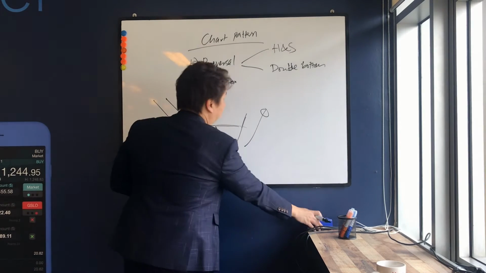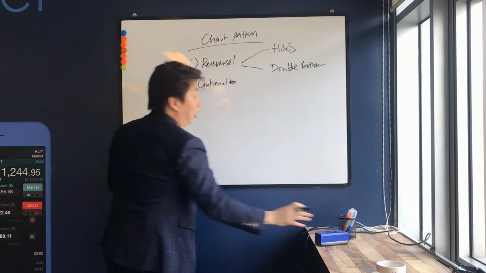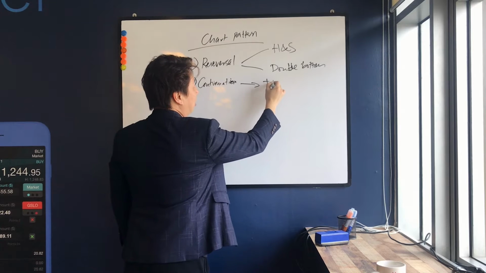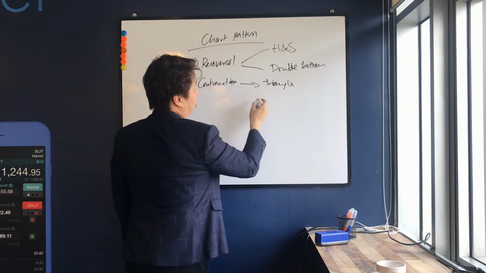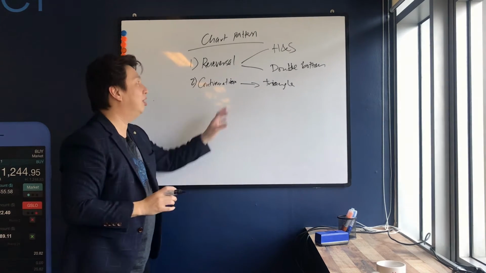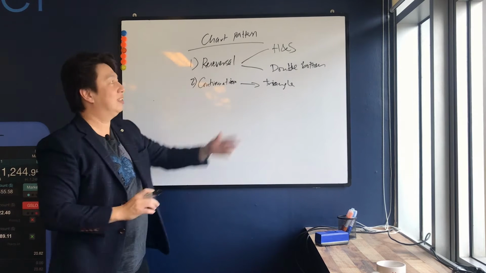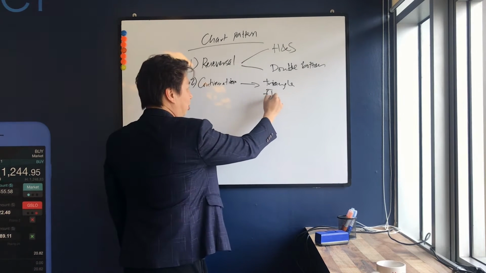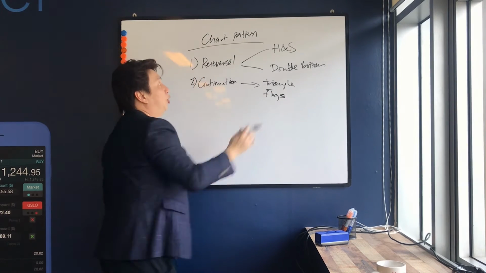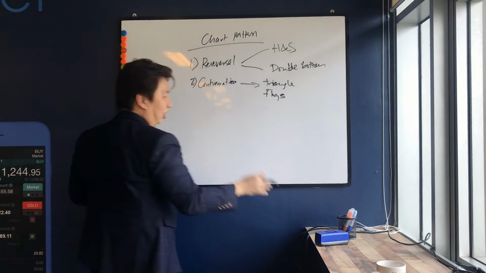In terms of continuation patterns, what are continuation patterns? For example, triangles. We have symmetrical triangle, ascending triangle, descending triangle. All these are considered continuation patterns. Even flags are considered continuation patterns. Okay, so let's go into detail of each of these patterns.